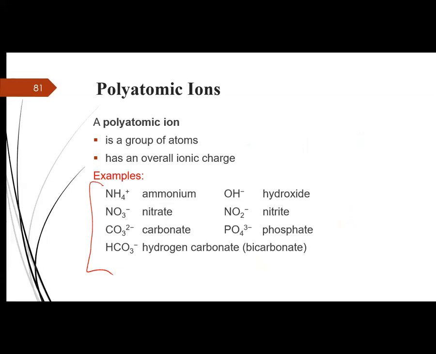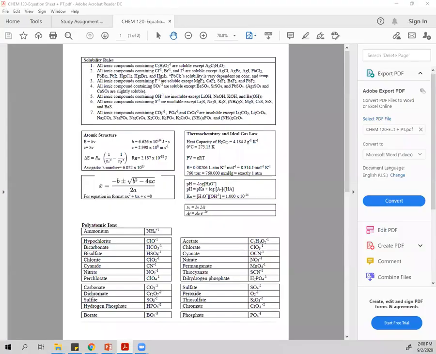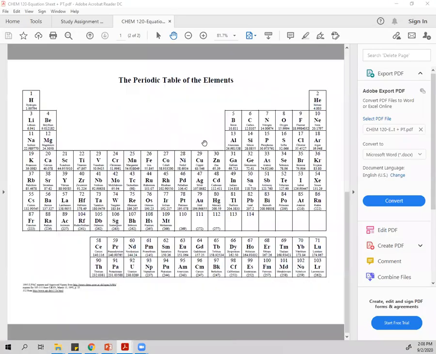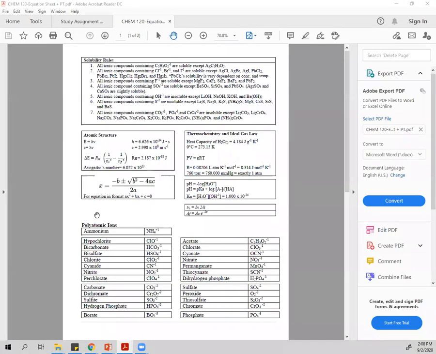bringing that on over. Our equation sheet has got a periodic table on one side, but down here it also has our polyatomic ions list. So any of these ions that show up down here, they're showing up as a grouping, and that entire grouping has that charge. So +1, 1 minus, 2 minus, as you're going through that.